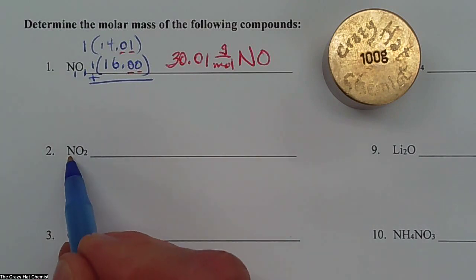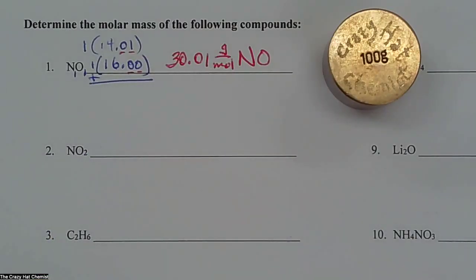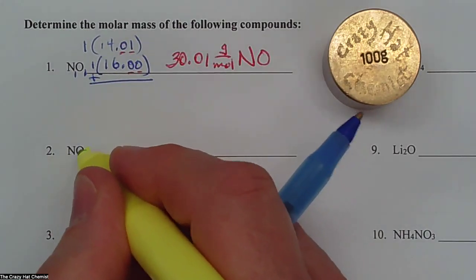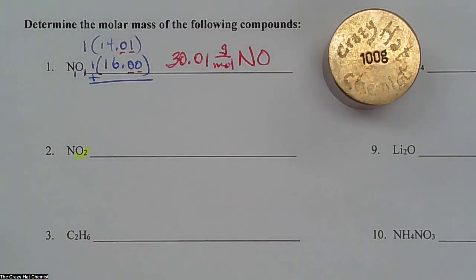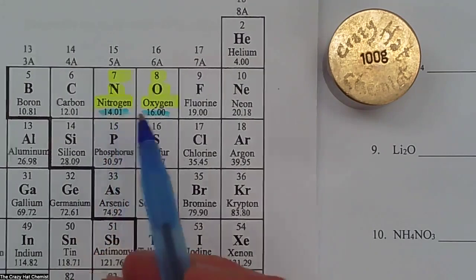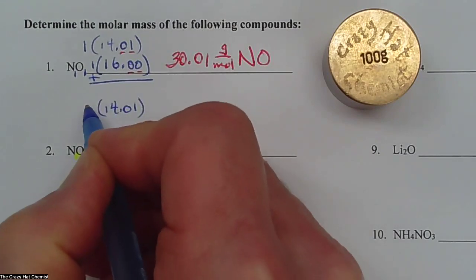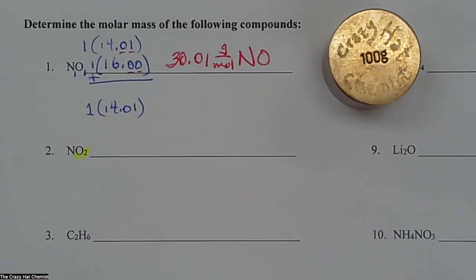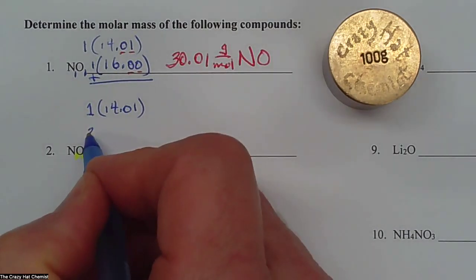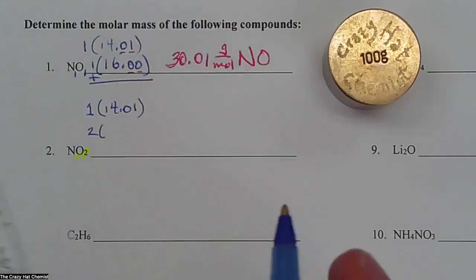The next problem is nitrogen dioxide. So how many nitrogens are in this? One. How many oxygens? Two. And I'm just going to highlight that too. There's two oxygens and one nitrogen. So we just used nitrogen on our periodic table. Nitrogen's molar mass is 14.01. There's one nitrogen, so I'm going to multiply that by one. And then there are two oxygens, and the molar mass for oxygen is 16.00.